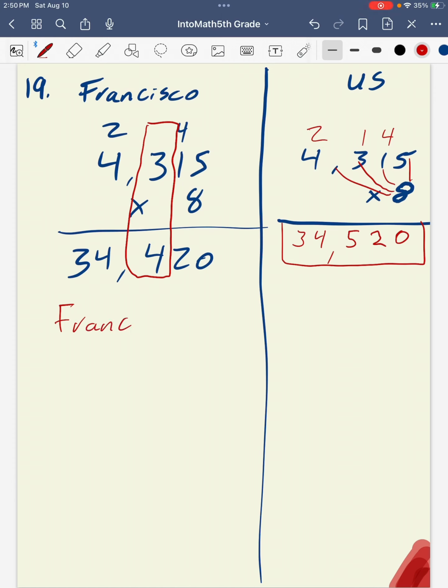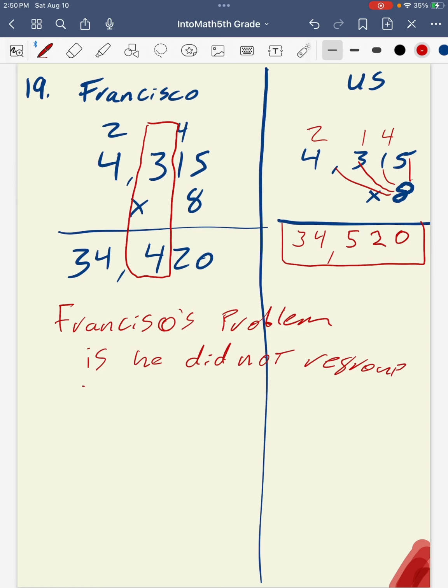So Francisco's problem is he did not regroup the 10 tens into the hundreds place value.